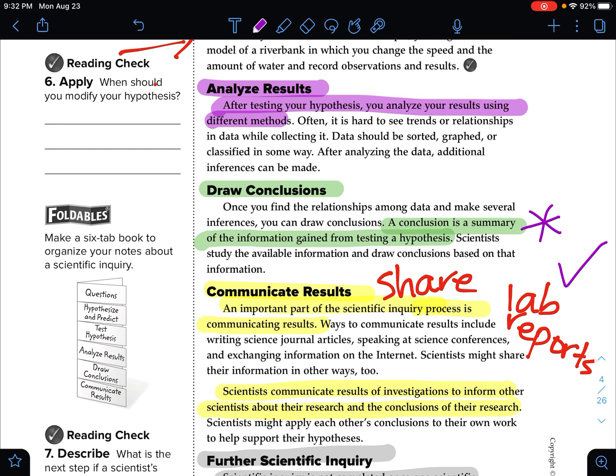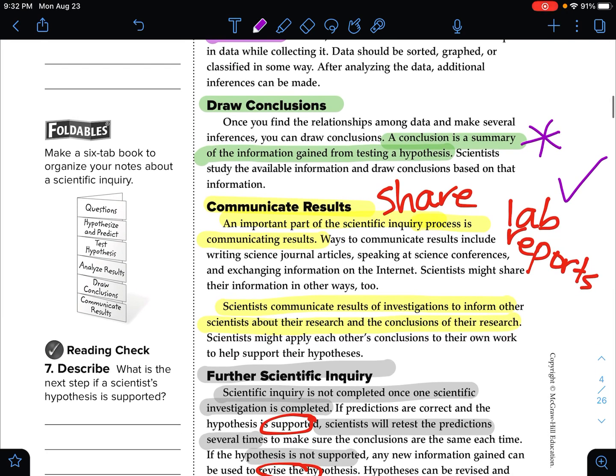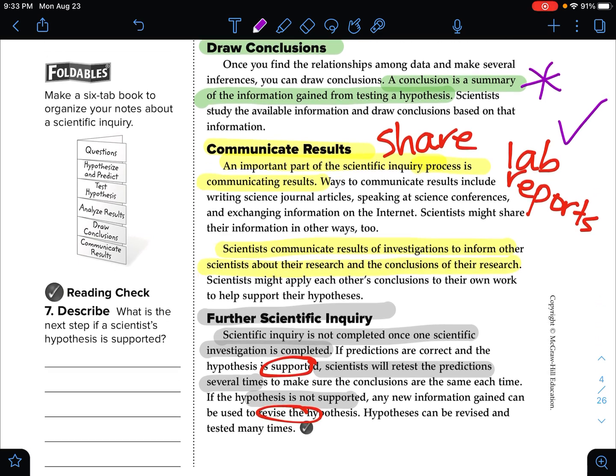Scientists might apply each other's conclusions to their own work and help support their hypothesis. So they want other scientists to go out and take a look at their experiments. That's why they are going to need to write very clear instructions and clear details. If there's a scientist in another part of the country who wants to take a look at their experiment, they need to be able to, one, reproduce it, set it up like that scientist did, and have it be understandable.